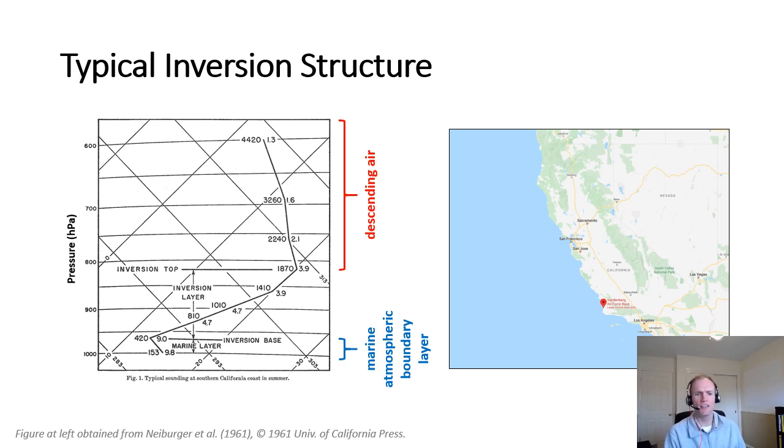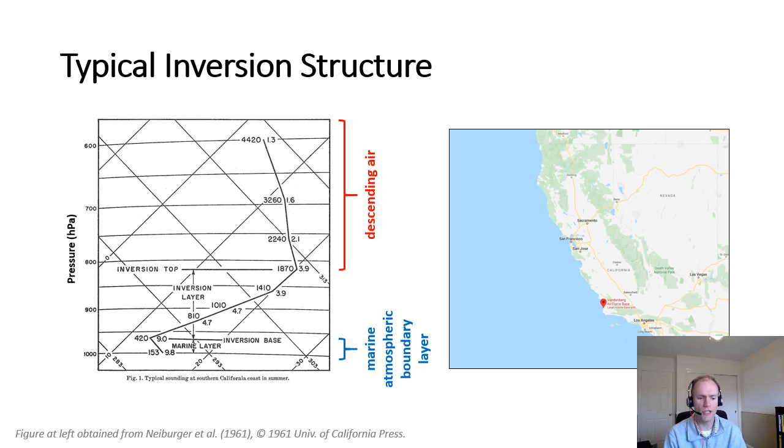So we take a look at the typical inversion structure, and we have California here in our map at right. Vandenberg Air Force Base is the location of this particular sounding, and it's depicted as a typical sounding at the Southern California coast in the summertime. We have pressure here on the vertical axis. We have skewed isotherms, the lines going from bottom left to upper right. We also have our dry adiabats going from bottom right to upper left. The temperature trace is given by this black line that traces out through the middle of the diagram.